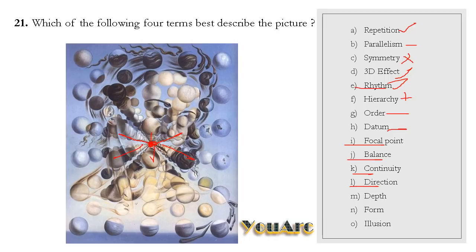Depth, yes, it has some depth also. Form, definitely yes, there will be form because we can feel so many circles are formed, right? So many circles are combined to make this particular figure, so form will be there. Yes, definitely it is creating an illusion. We can see a female face also here, so it is creating an illusion. So my best options will be repetition, rhythm, focal point, form, and illusion.